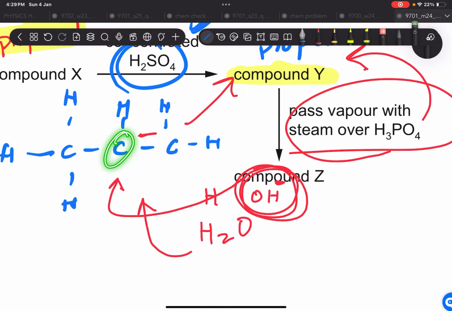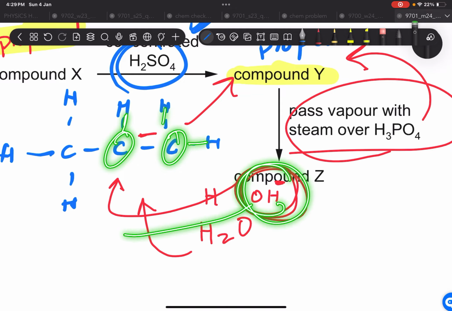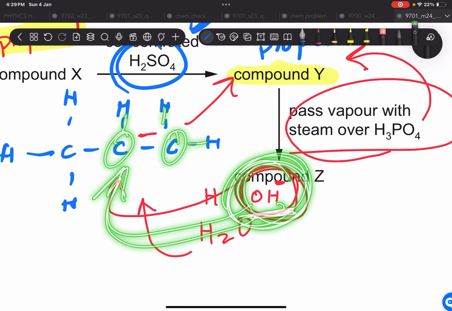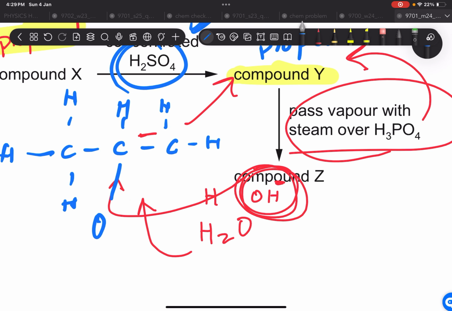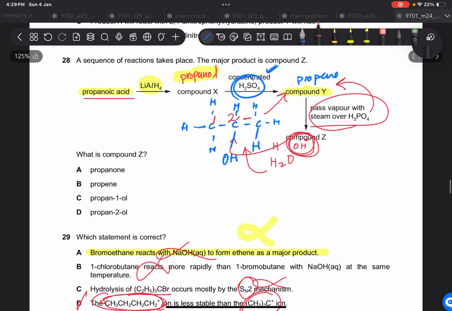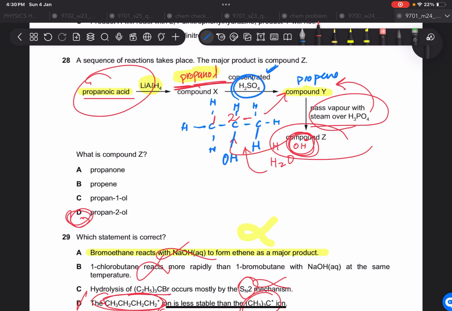carbon has 1 hydrogen and this carbon has 2 hydrogens, so OH is gonna go over here because that's Markovnikov's rule: the major product is the one that has the negative part on the carbon that has fewer hydrogens. So OH over here and H over here, and you can see it for yourself, 1, 2, we form propan-2-ol. So option D. This was such a good question: from propanoic acid, how did we make propan-1-ol, and then how did we make propan-2-ol?